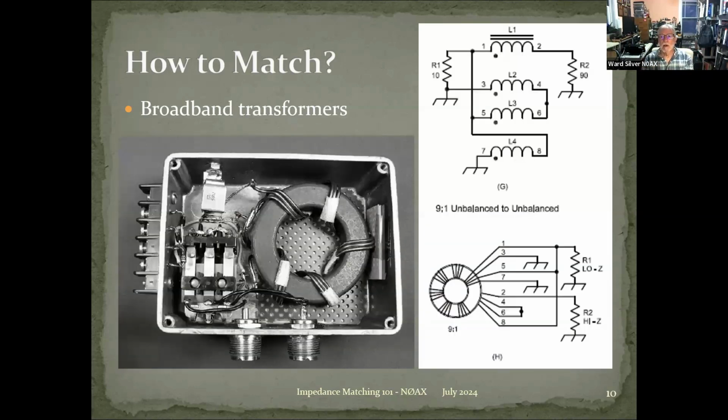Here are some schematics. You can see you can have multiple windings. This is a picture of a switchable transformer. That's what the terminal strip is at the left, and the little relay. It can select between these different windings. So you have ratios of 1 to 1, 4 to 1, 9 to 1, and 16 to 1. That's a handy thing to have when you don't know exactly what your impedance is going to be at the antenna. And you can have balanced, unbalanced, and all kinds of other things.